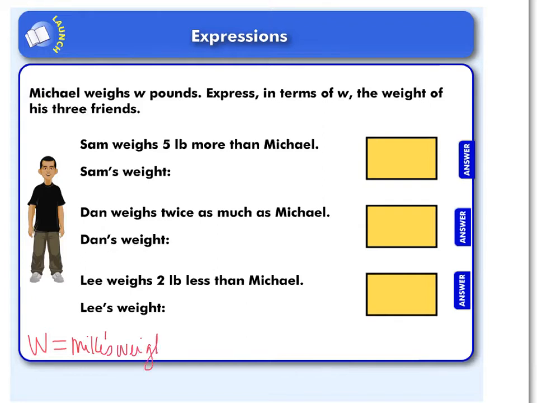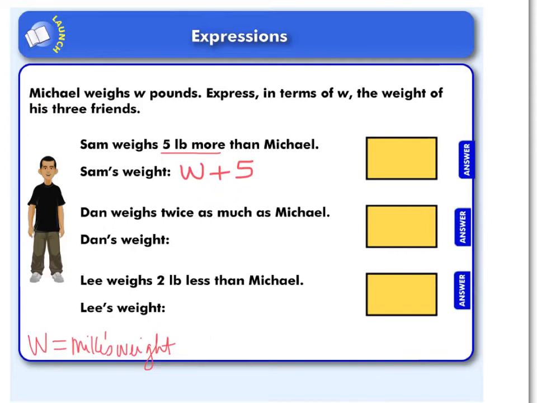In the first one, it says Sam weighs 5 more pounds than Michael. So I know W is Michael's weight, so Sam's weight is 5 pounds more than Michael. So that tells me that Sam has to weigh 5 more. Whatever Michael weighs, Sam has to weigh 5 more. So W plus 5. Again, W is Michael, but Sam is 5 pounds more than Michael.